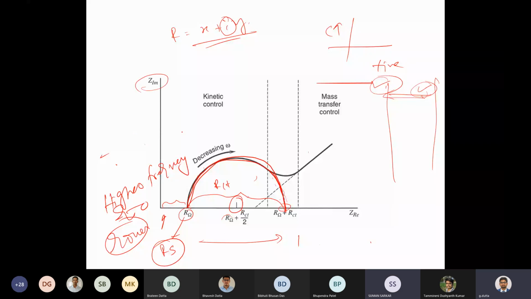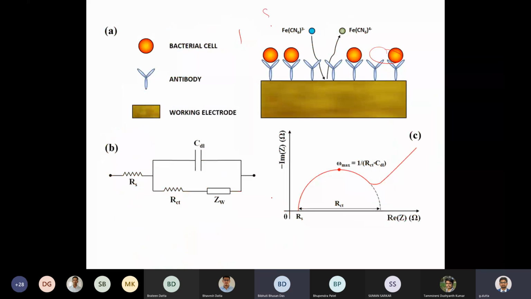There, actually, we are measuring the real part, not the imaginary part. So this part we are not measuring. We are measuring only this part, the x-axis part. Because of the equation, the imaginary part comes, but we will not measure the imaginary impedance. We will measure only the real impedance, that RCT. Okay, so this RCT we will measure.